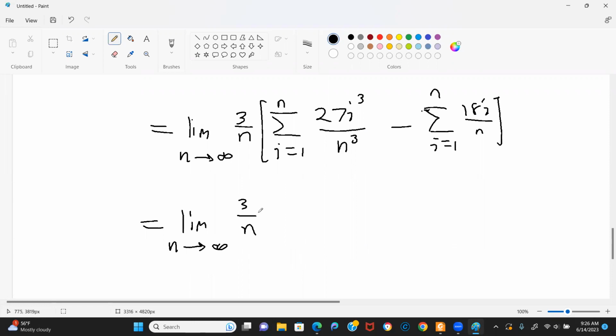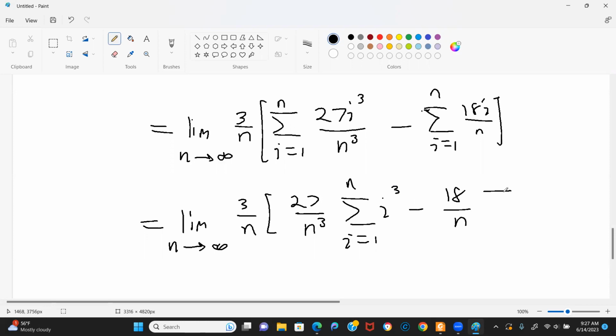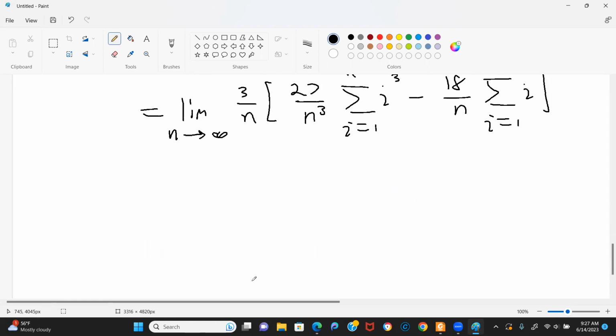Now just copy everything down. I have some scalars, so I have 27 over n cubed. So I can do 27 over n cubed times the sum as i goes from 1 to n of i cubed, minus 18 over n times the sum as i goes from 1 to n of just i. And then if you consult those formulas that I just showed you, we can replace this sum and this sum.